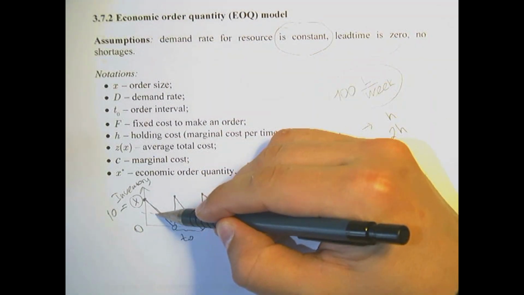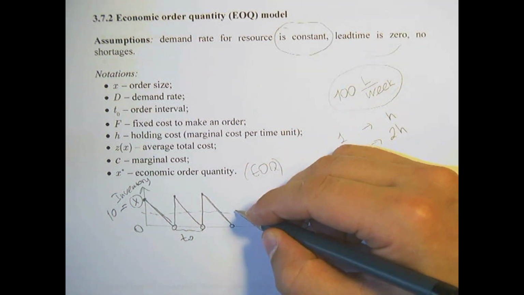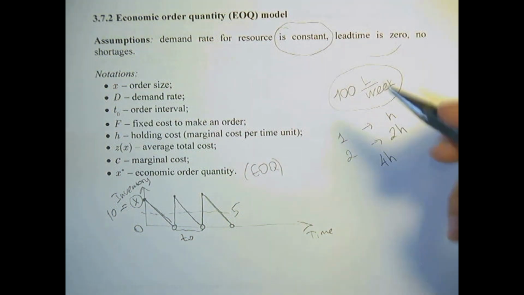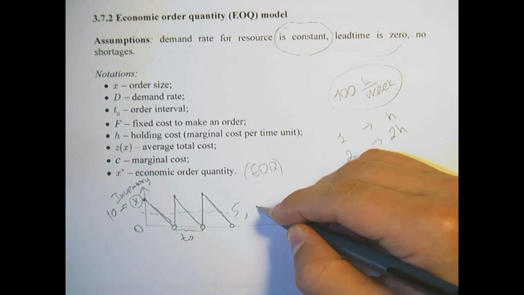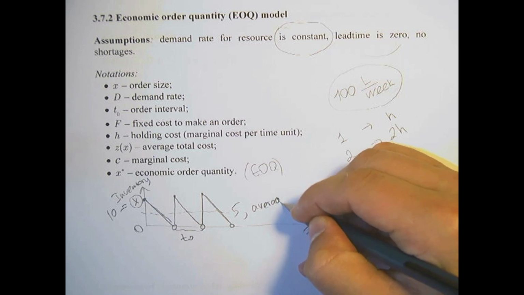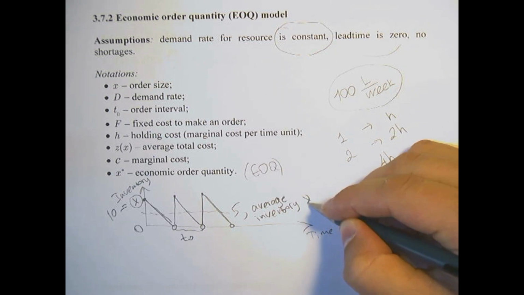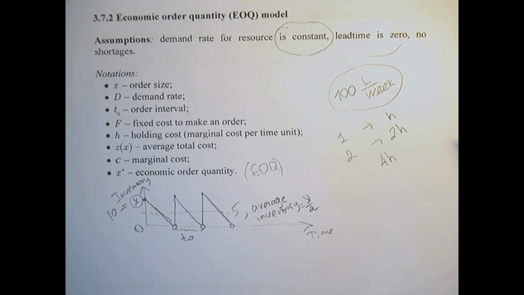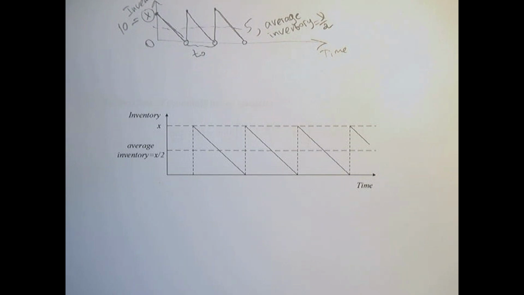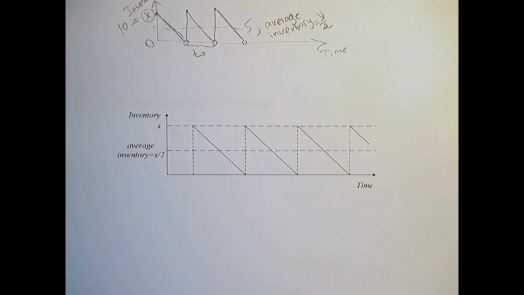So average inventory is 10 over 2, it is 5 in this case. But if we consider order quantity x, in the general case, we may find average inventory as x over 2. So x over 2 is the way to calculate average inventory in our case. Also, the same picture is available in our presentation, where the average inventory is represented.